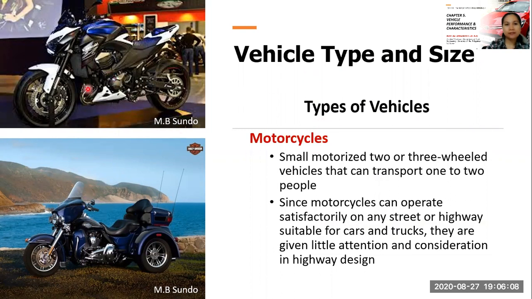As you can see in these figures or pictures, these are big bikes. So one category is the motorcycle. These are motorized 2 or 3-wheeled vehicles that can transport 1 to 2 people. And since these are the size that you can see, they can operate in any street or highway that is designed for cars and trucks. And this type is given little attention and consideration in highway design.